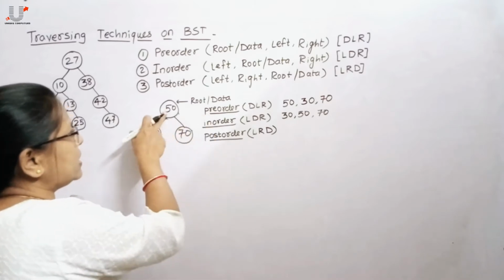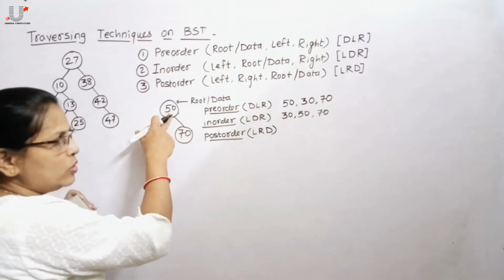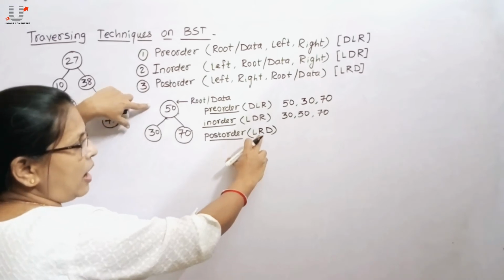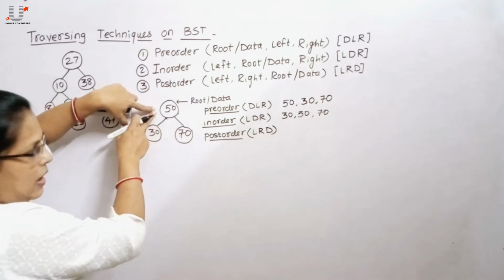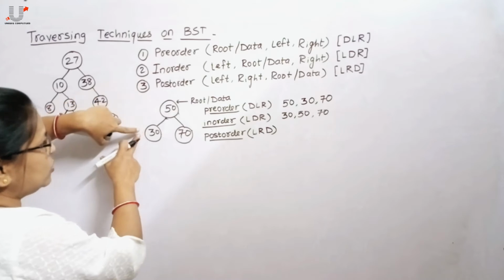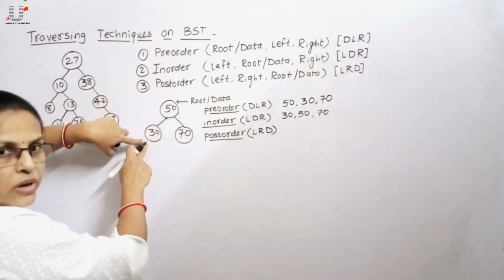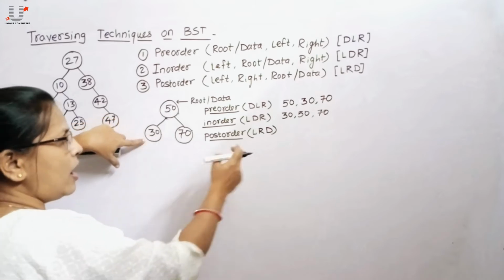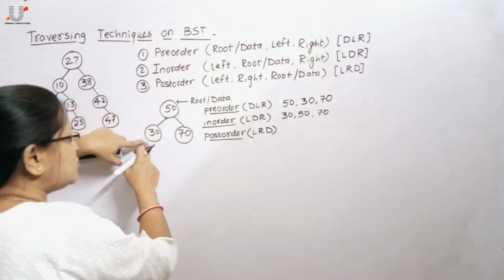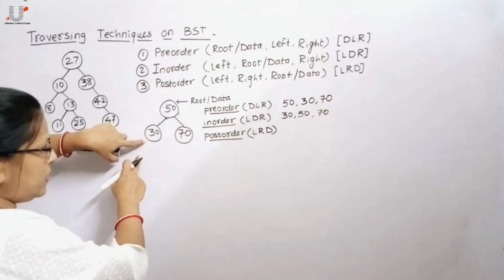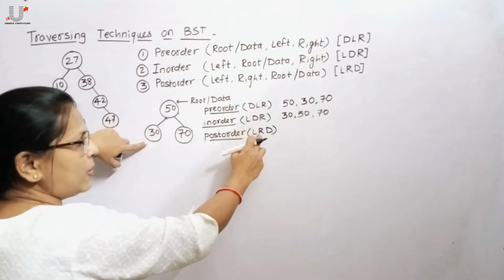Again execution begins from the root node. Apply LRD on this root. As an unprocessed left node is there for this 50, control will transfer to the left subtree, that means 30. Again apply L. As no left subtree is present for this 30, then apply R.